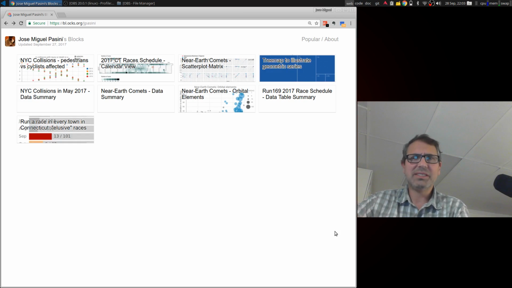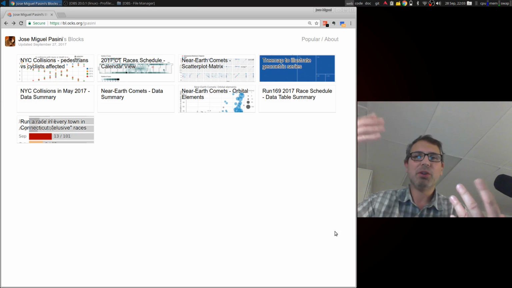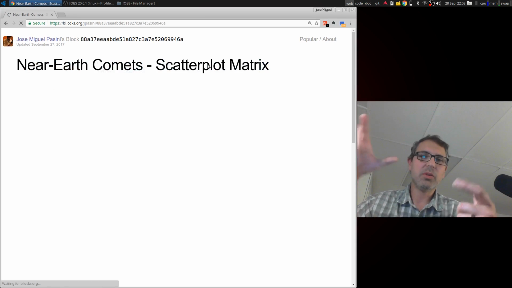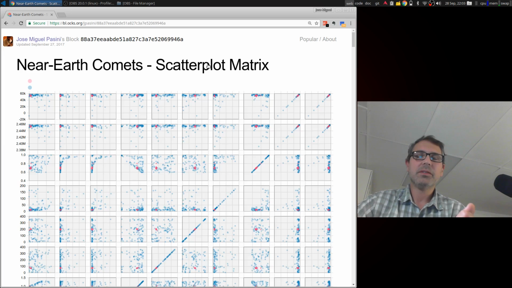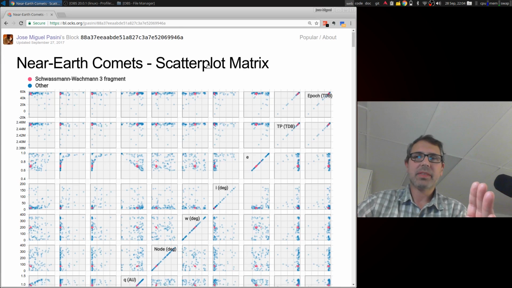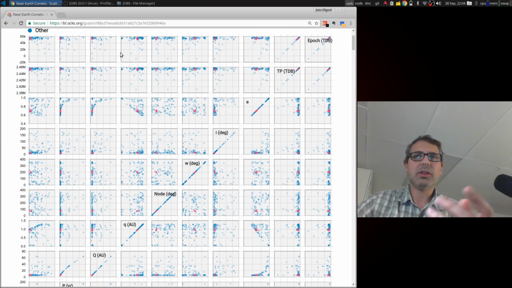For the next 2 visualizations, I'm going to talk about a data set published by NASA, which are the near-Earth comets. So these are comets that pass close enough to Earth, and what it includes are the orbital elements. So these are the parameters of the orbits of these near-Earth comets. So here is a scatter plot matrix of most of these parameters. And we're plotting some variables against others, and we're trying to plot them in all the possible combinations.